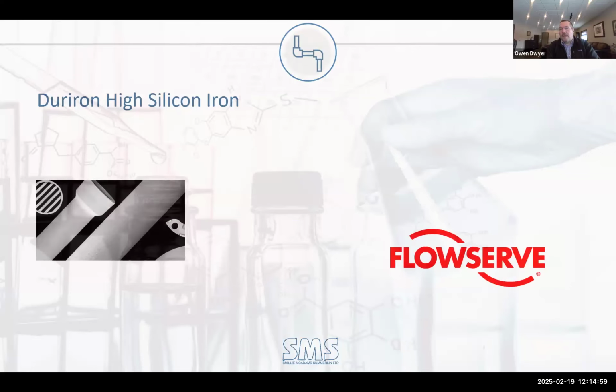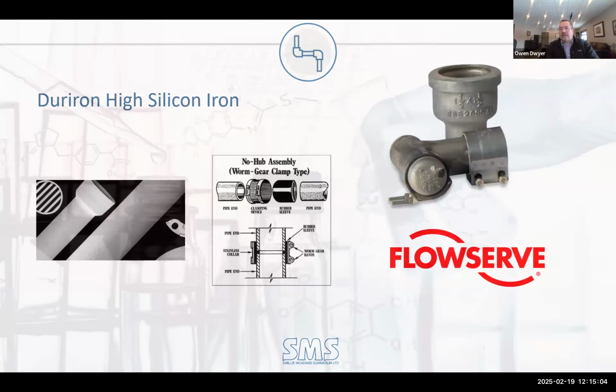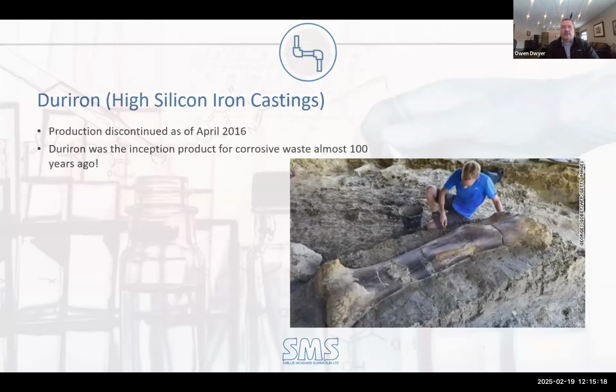So on the piping side, there was that A, B, and C. A, I've crossed off, as you recall, and my apologies, it's a cast iron type system, but it was called Duriron. It's a high silicon iron casting product that was the inception product over 100 years ago for corrosive waste. It was formulated to have a higher silica sand content, and that silica sand has a higher chemical resistivity. Again, it was discontinued by the manufacturer in the U.S. in April of 2016.